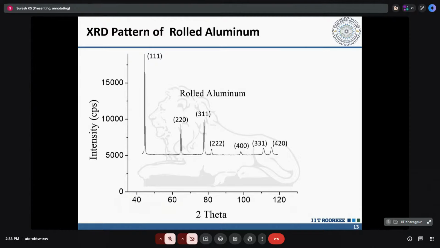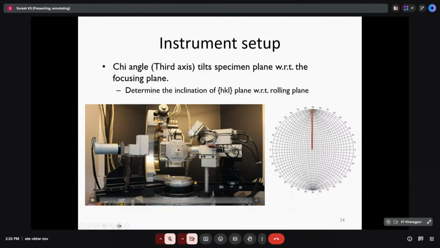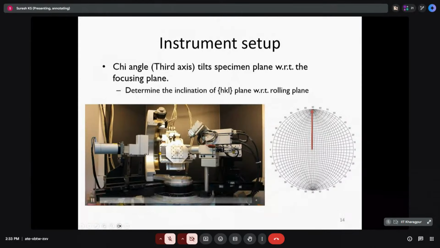Now once you have acquired this, say for instance the 111 peak is occurring at an angle of about 44 degrees, we will keep the 2 theta position at 44 and theta at 22, half of that value. After that, we go for tilting of the sample about the chi angle. This angle, known as the chi angle, tilts the specimen with respect to the focusing plane. You can see the sample getting tilted on this goniometer axis. This goniometer allows tilting the sample from 0 degrees to 90 degrees.